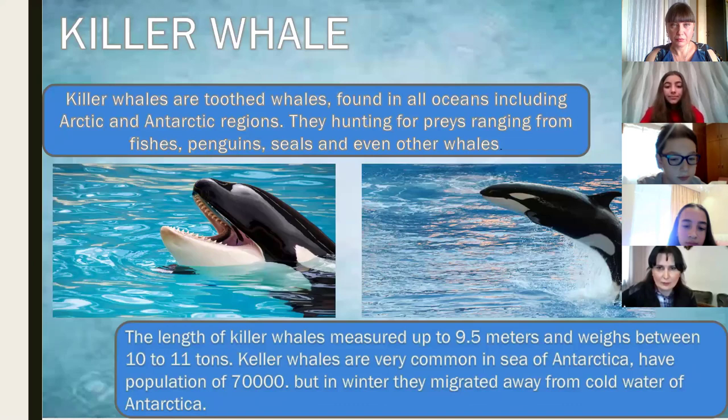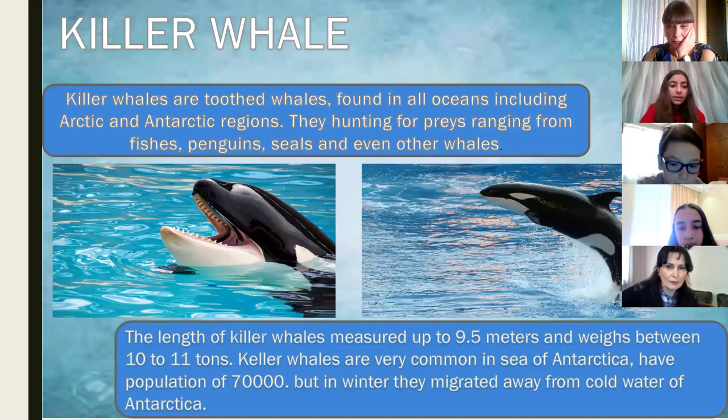Killer whale. Killer whales are toothed whales found in all oceans, including the Antarctic region. They hunt for prey ranging from fishes, penguins, seals, and even other whales. Killer whales measure up to 9.5 meters and weigh between 10 to 11 tons. Killer whales are very common in the Sea of Antarctica, with a population of 70,000, but in winter they migrate away from the cold water of Antarctica.